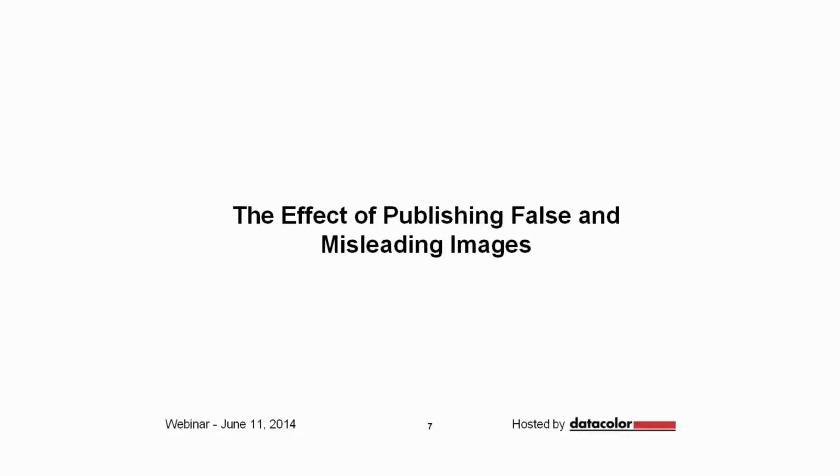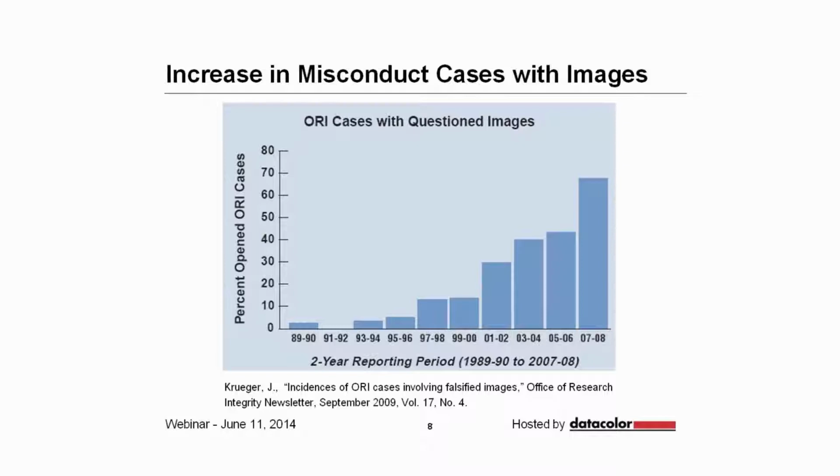So there's an effect to publishing false and misleading images, and the ramifications are huge. Normally in publication ethics, things like plagiarism, authorship, and those sorts of things are described and gone into in great detail, but image integrity is left sort of by the wayside. As you can see with this graph here, since the dawn of the digital age, the number of misconduct cases at the Office of Research Integrity, which is a subset of NIH, have increased very rapidly and dramatically, to a point at which now almost 80% of scientific misconduct cases involve the use of images.